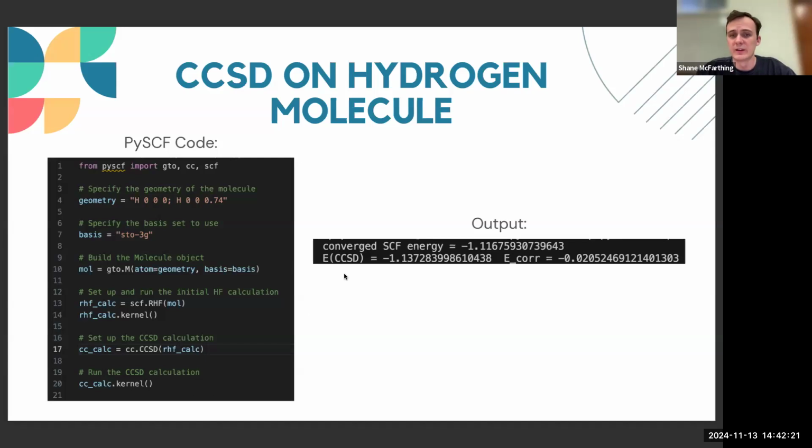So it's very simple, but the output on the right, so once again, every time we run a Hartree-Fock calculation, unless you change PySCF's print levels, it will print out this converged SCF energy. It tells you that the calculation converged and that the energy is this. And then when we run CCSD, we get out the output energy and also the correlation energy. So as you can see, when we apply CCSD on top of Hartree-Fock, we can recapture some of that correlation compared to Hartree-Fock. So we see that Hartree-Fock was minus 1.116 and CCSD is minus 1.1372.